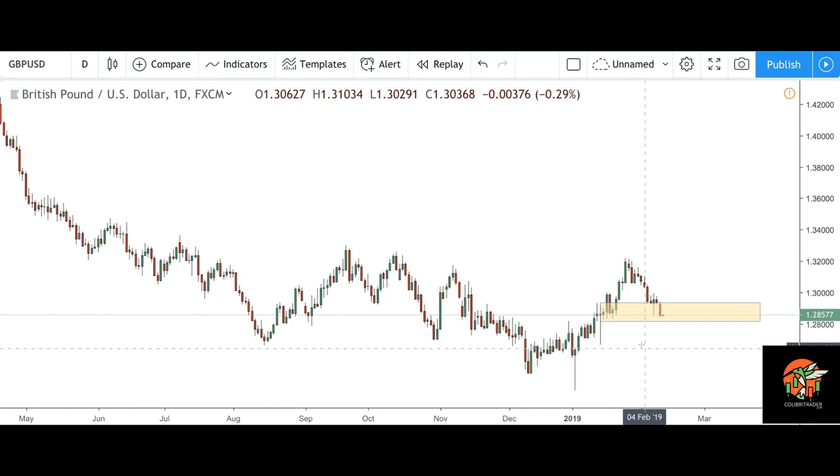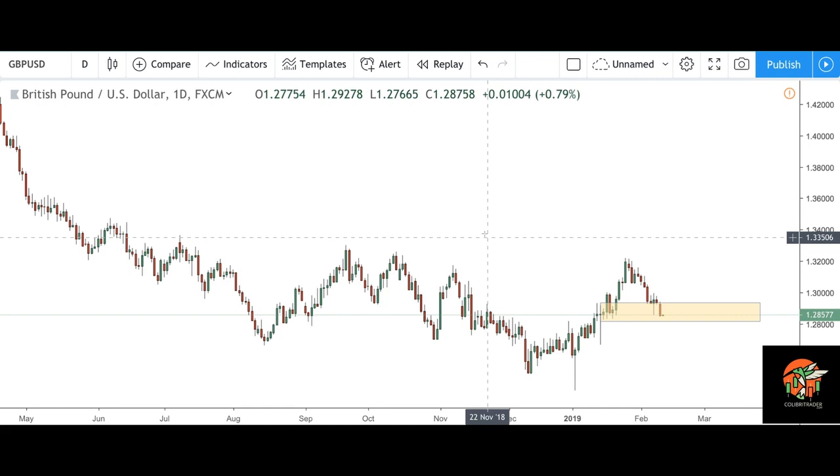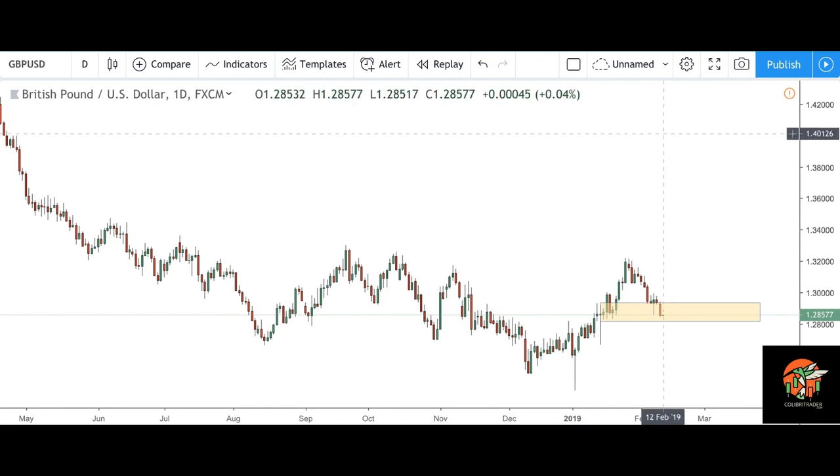Also, don't forget that we are just another 43 days before the final Brexit outcome, so we need to be quite patient with this pair particularly, and possibly avoid trading it as well until we have a bit more certainty.